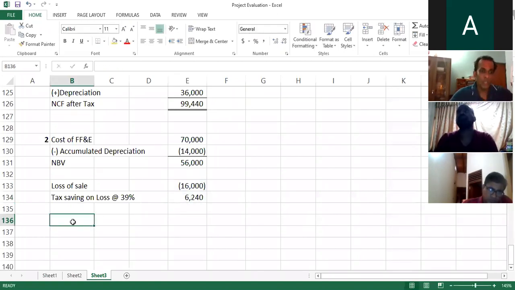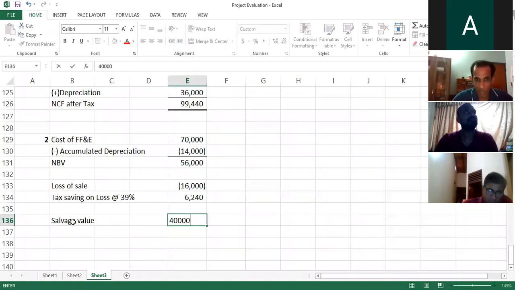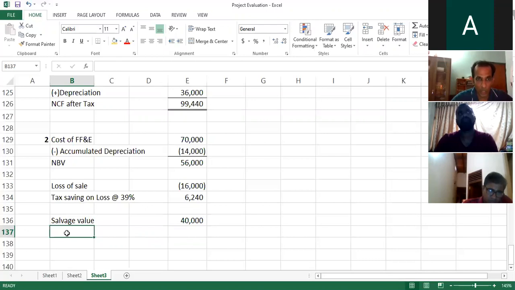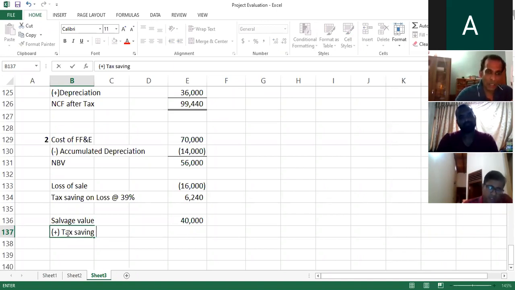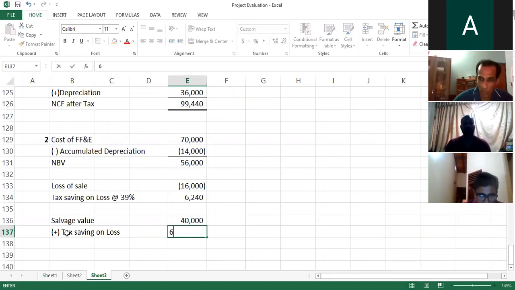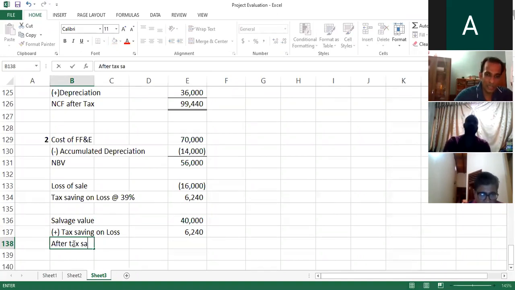Then the salvage value is given. Salvage value is 40,000, and to the 40,000 we need to add the tax saving, because that is similar to an inflow to the company. Tax saving on loss is 6,240, and when you add that, you get the after tax salvage value.